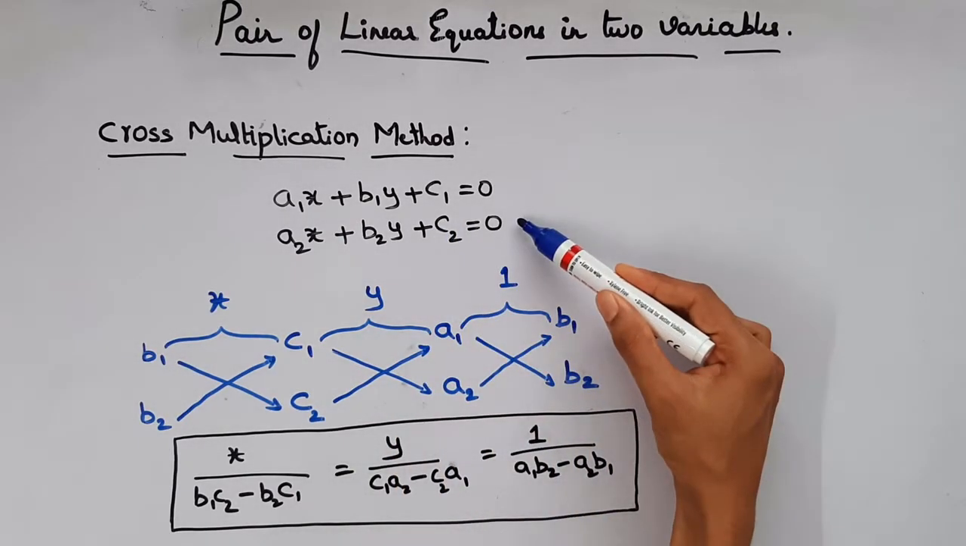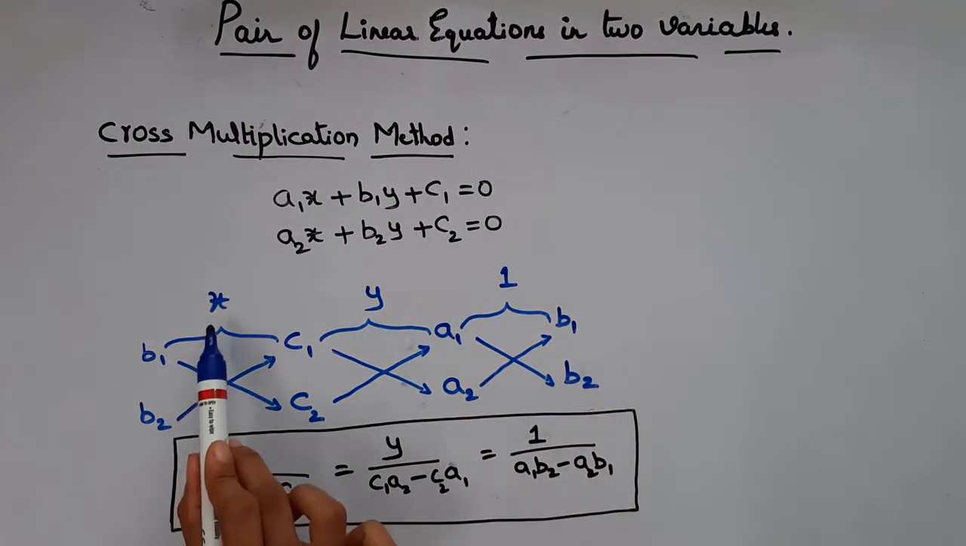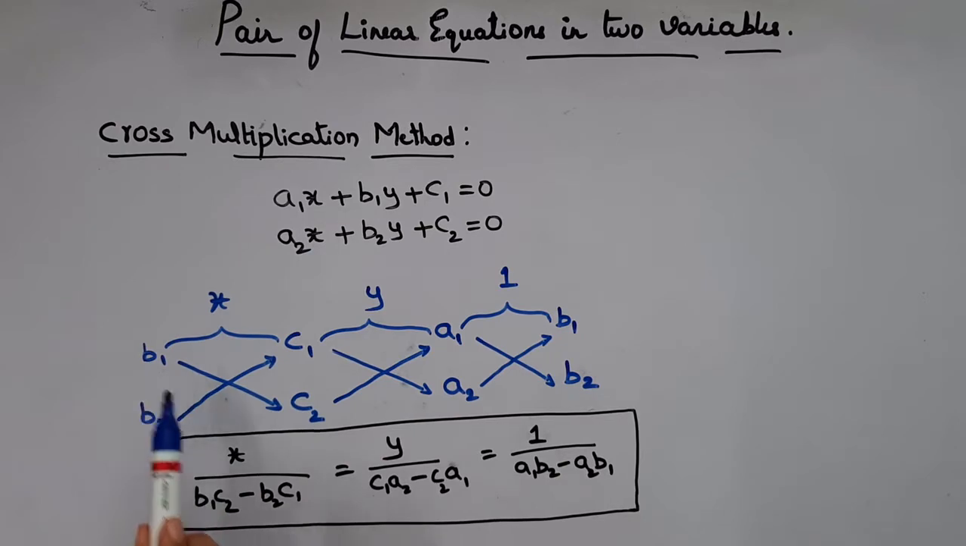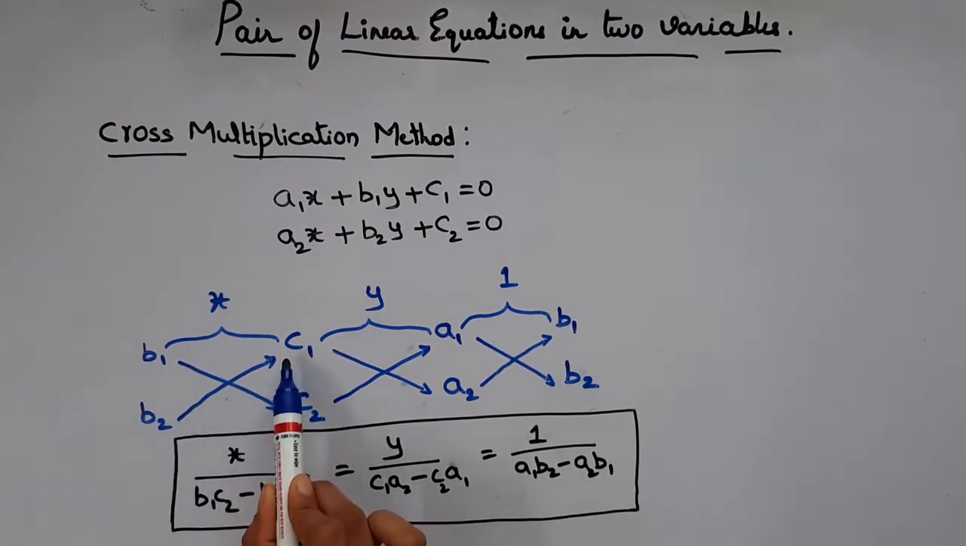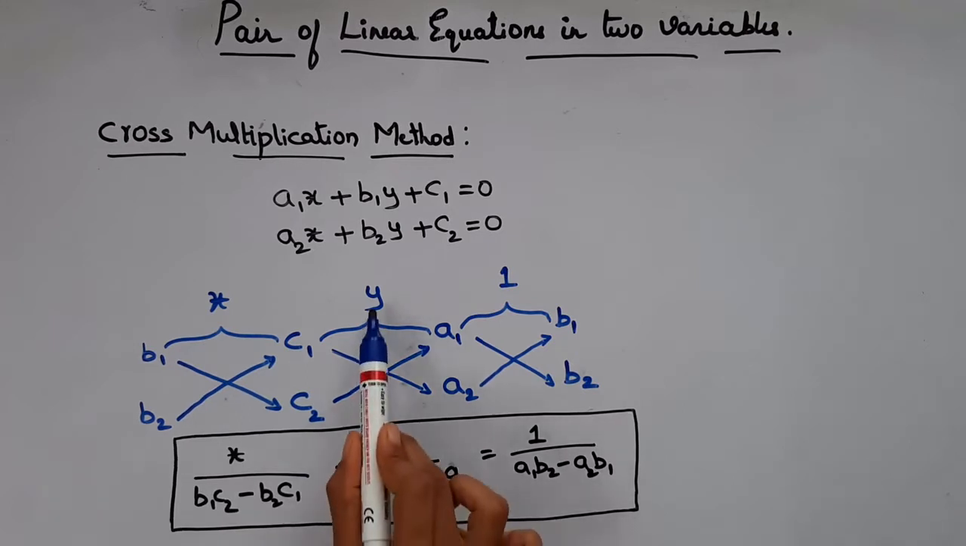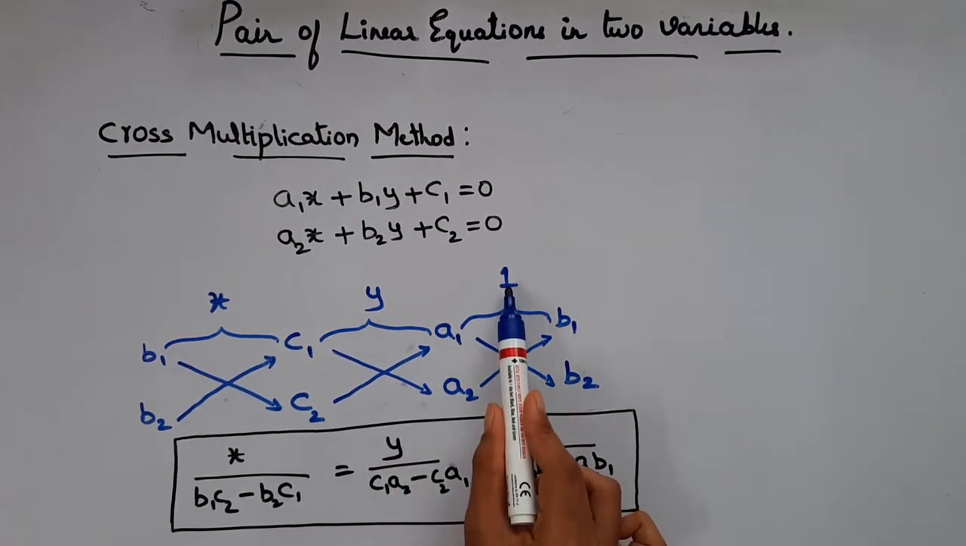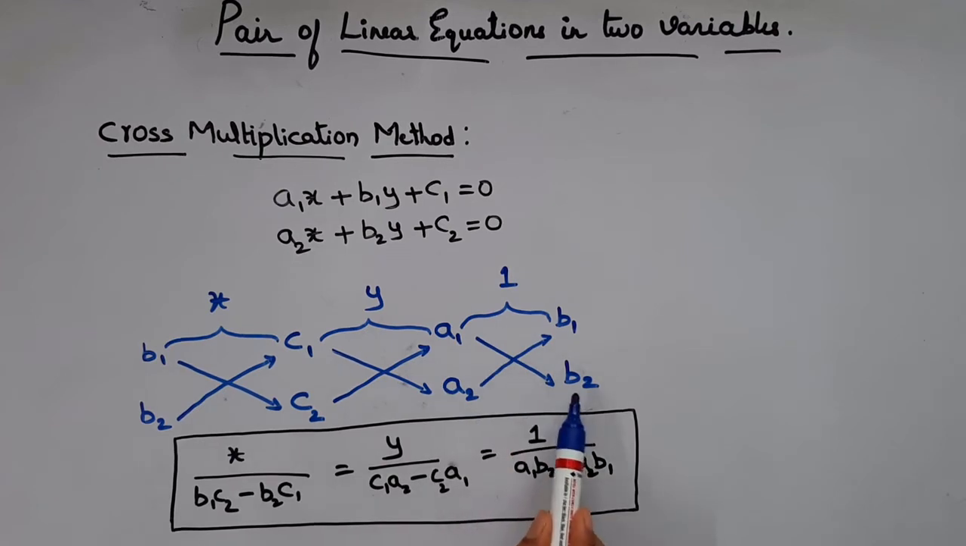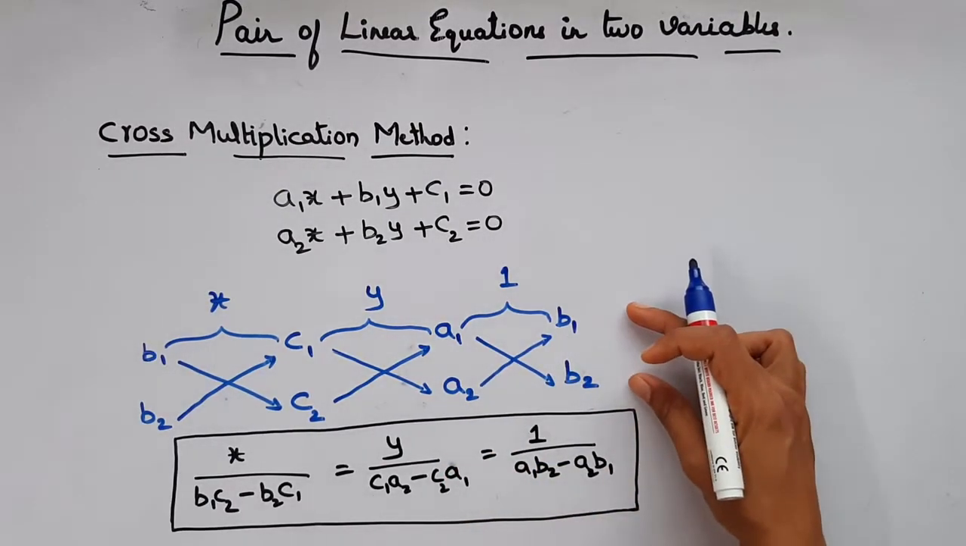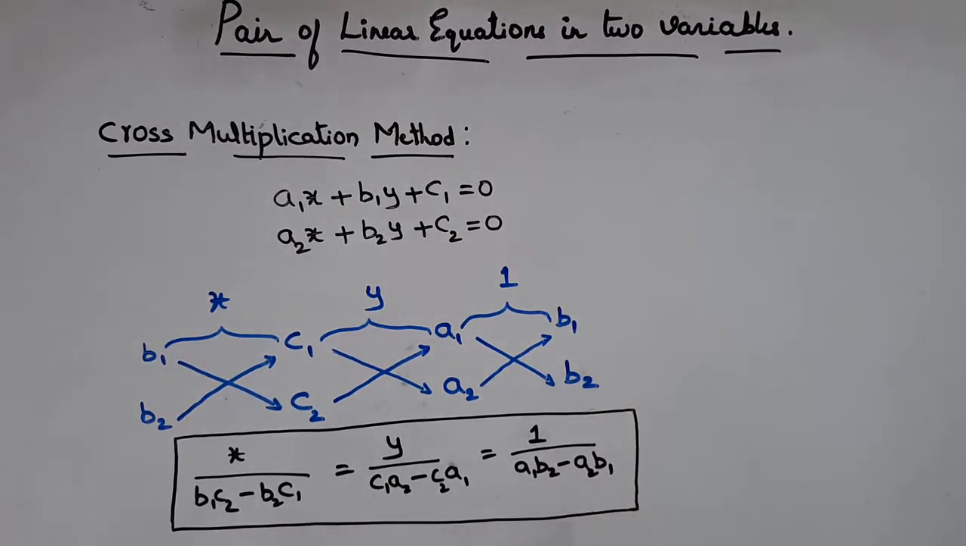So our formula is x by b1 into c2 minus b2 into c1, which is equal to y by c1 into a2 minus c2 into a1, which is equal to 1 by a1 into b2 minus a2 into b1. So if you remember this diagram, then it will be easy for you to write the formula. We will see this in the problem.